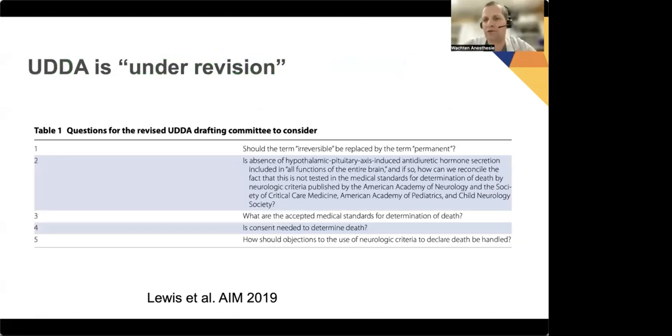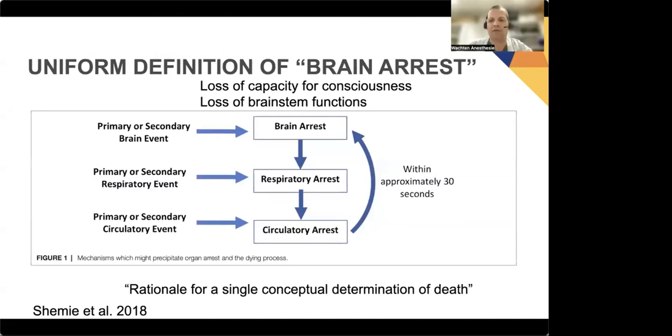This is not exclusively my opinion. We see also that UDDA is under revision and that they are really thinking about this. They are thinking about replacing the term irreversible with permanent to comply with our practices in donor care and DCD organ donation. Also, we have seen a real shift to a more uniform definition of death as defined by brain arrest. This can occur by direct brain injury, respiratory arrest, or circulatory arrest, but there's only one state of death, and it's the same death.